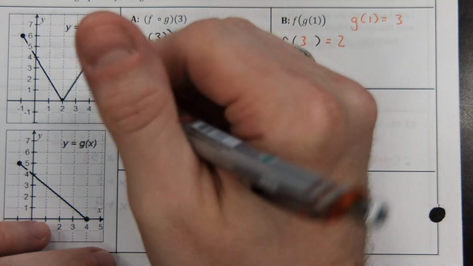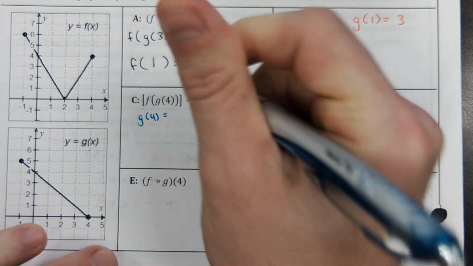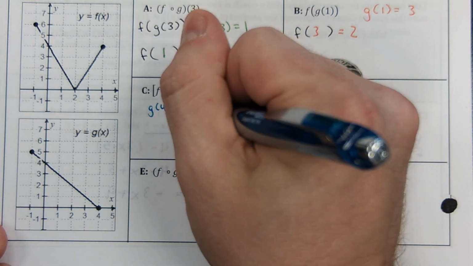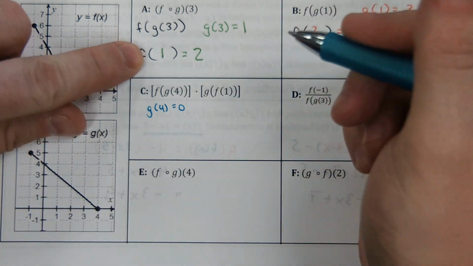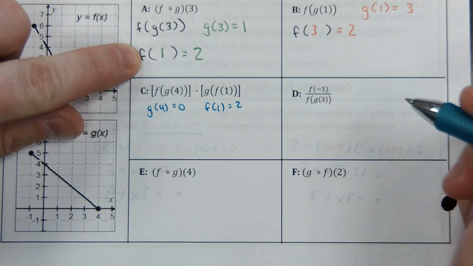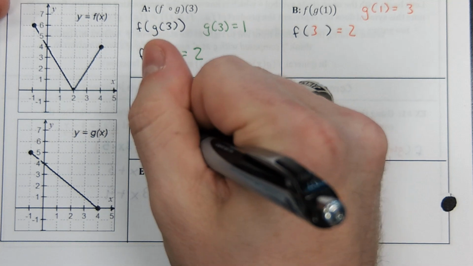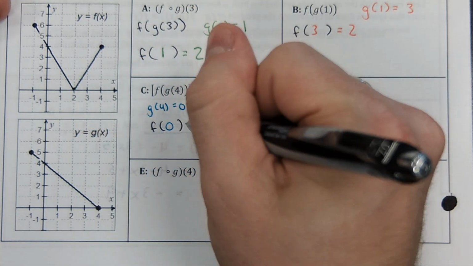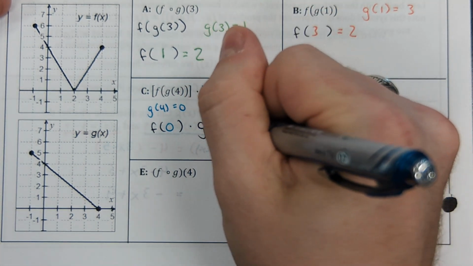So g of 4 is going to be the first thing I want to look for. Switch colors. Let's get g of 4. g of x equals 4. Oh, there it is. It's 0. g of 4 is 0. And f of 1, I already know f of 1. It's right here. So we already know that. This question actually then says f of 0, because that's what g of 4 equals, times g of 2, because that's what f of 1 equals.